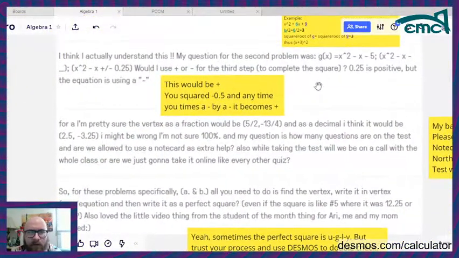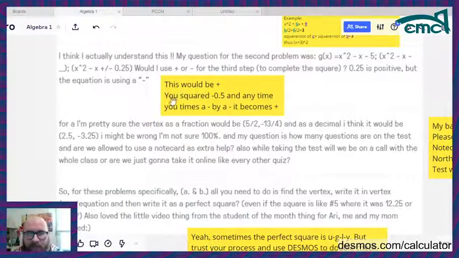Okay, another question. My question for the second problem was, we have g of x equals x squared minus x minus 5, and then we have x squared minus x minus blank, and we ignored the minus 5 and all that sort of stuff. And here we are, that plus or minus 0.25. Would I use a plus or a minus for the third step to complete the square? 0.25 is positive, but the equation is using a minus. I'm not sure if that was a miss, or maybe you're talking about this minus, but essentially, how did we get that 0.25?